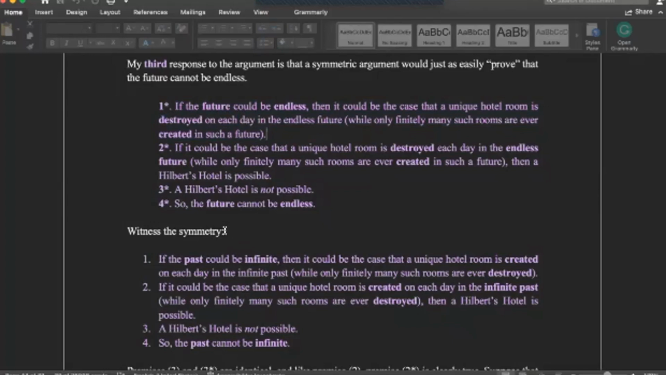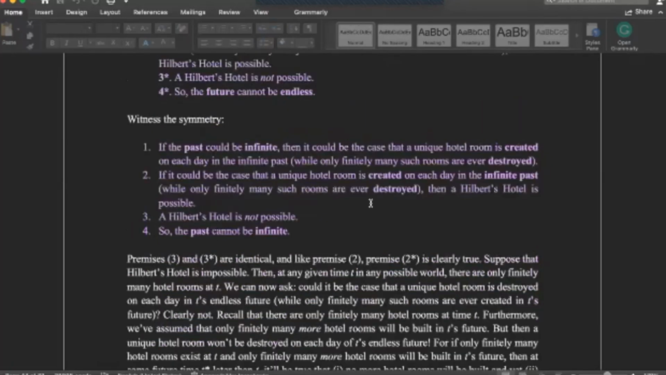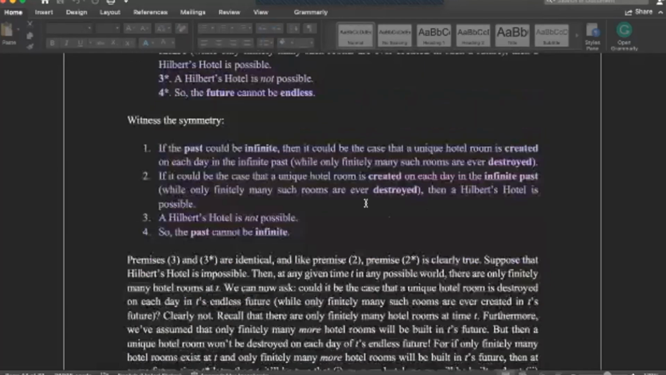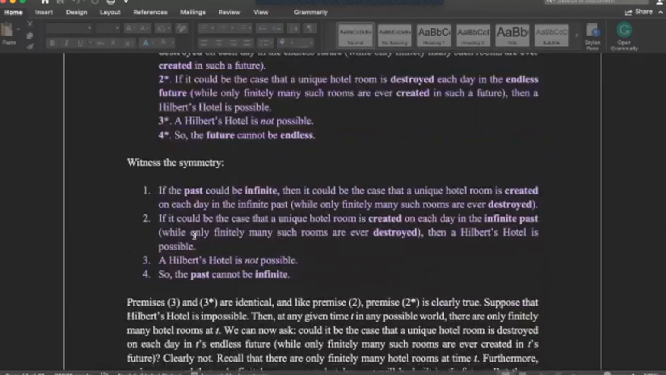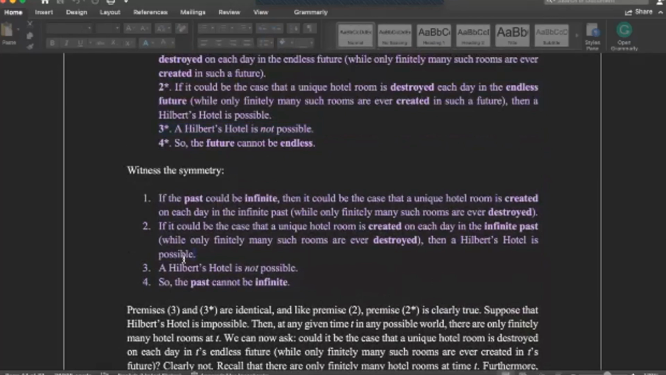And of course, you can witness the symmetry here. All the words are exactly the same. You're just basically replacing past with future. You're replacing created with destroyed in each instance. And instead of saying the past is beginningless, you say the future is endless. Or instead of saying the past is infinite, you say the future is endless. Okay, so that's the quite obvious symmetry between them. So premises 3 and 3 star are identical, as you can see.